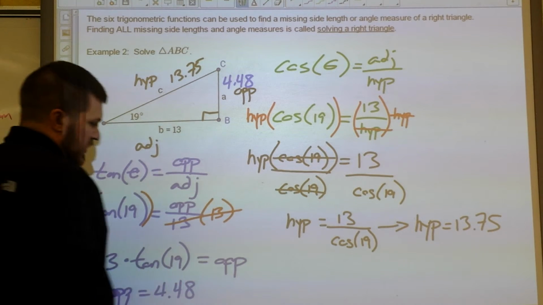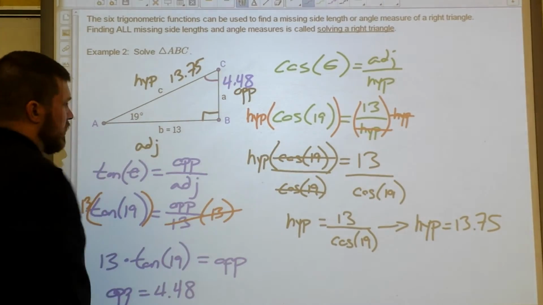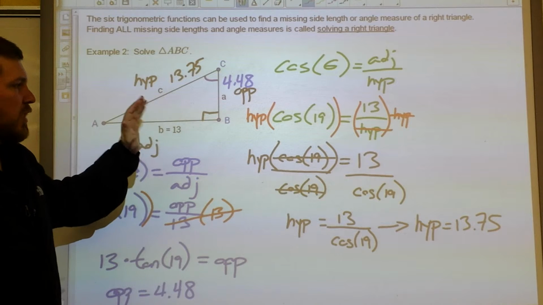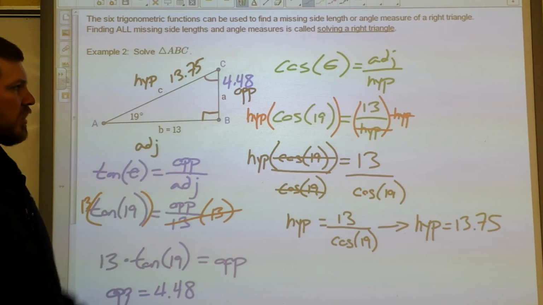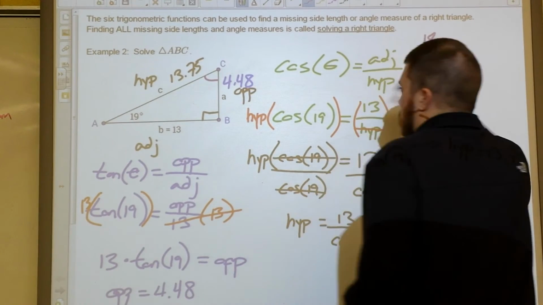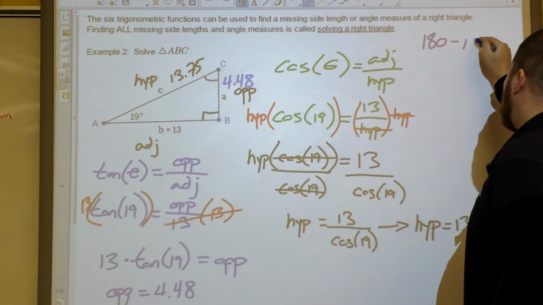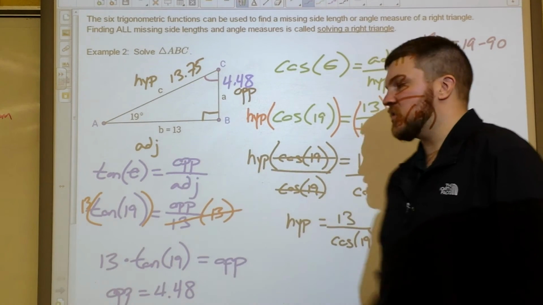And then finally, the last piece of solving the triangle is we want to find this angle right here. Well, in any triangle, it doesn't matter if it's a right, obtuse, or acute triangle, in any triangle, all the angles add up to 180. So I'm just going to say 180 minus the two angles I already know. So minus 19 and minus 90. And that's going to give me angle C that I don't know yet.